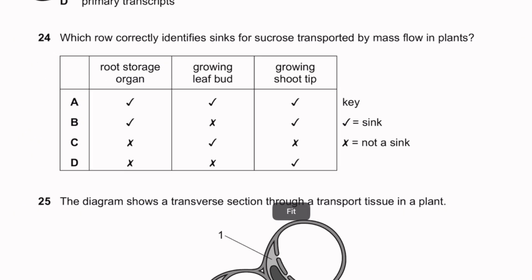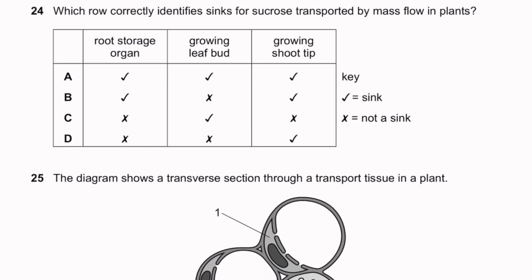Which row correctly identifies sinks for sucrose and transported by mass flow in plants? Okay, sucrose will be produced in the leaf in the form of glucose, which is then transformed into sucrose. So I would not say that a leaf would contain it, but a growing leaf would sure need sucrose, because growing leaves still do not photosynthesize as much, do not produce as much sugar as they need, and so yes, they will be a sink. The root will also definitely be a sink, and a growing shoot tip will also be a sink.